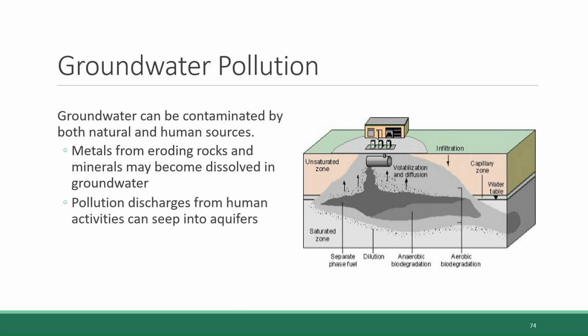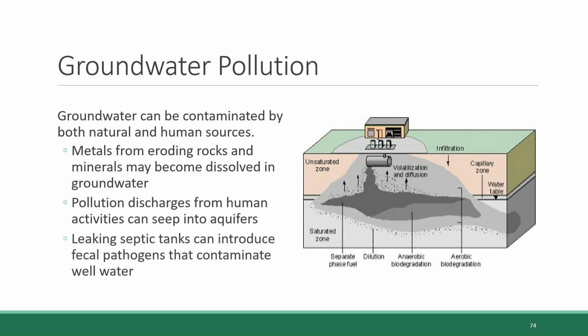And of course, pollution discharges from human activities can infiltrate the ground and seep their way into aquifers. This includes the usual range of suspects we've mentioned before: agricultural runoff, runoff from urban environments, etc. And these human activities can also include leaking septic tanks. Septic tanks, in case you don't know, are an underground tank that is used to hold sewage for homes that aren't connected to a municipal sewage system.